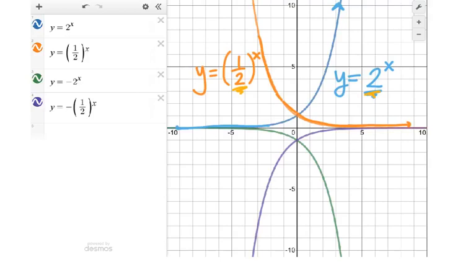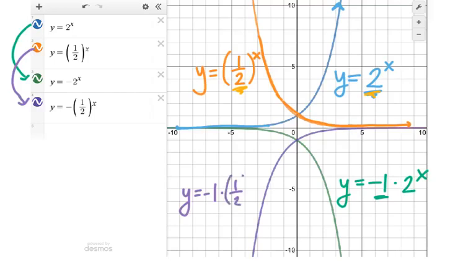And then, as you might expect, the 2 graphs on the bottom in green and purple, those are just me taking the blue and the orange and reflecting them. So the green graph would be the reflection of the blue graph because the equation of the green graph is y equals -1 times 2 to the x. So I made the a value negative, so it sent it below the x-axis. And then the purple graph is basically the orange graph reflected. So it has the equation y equals -1 times 1/2 to the power of x.